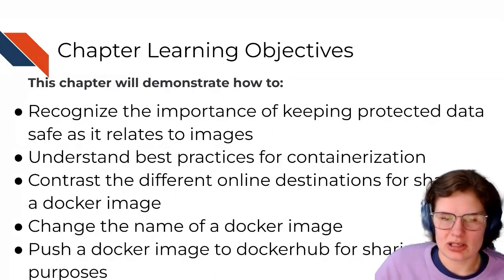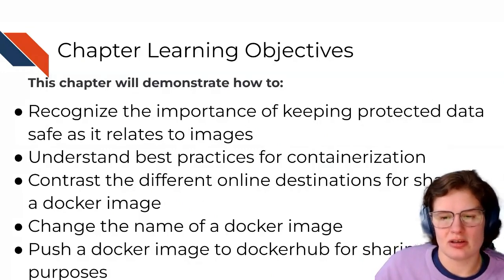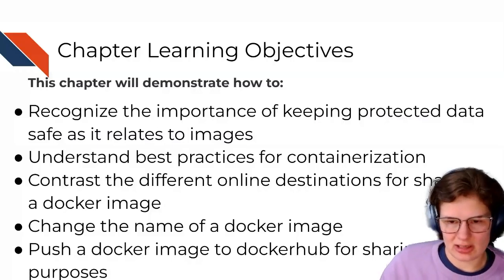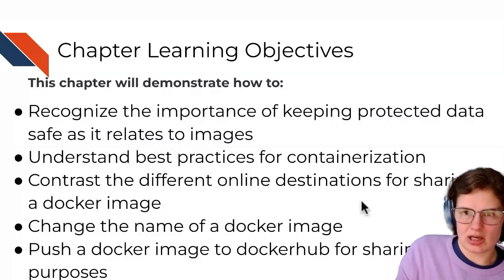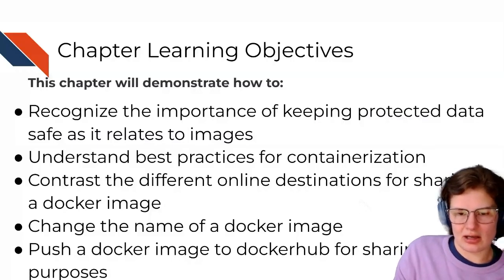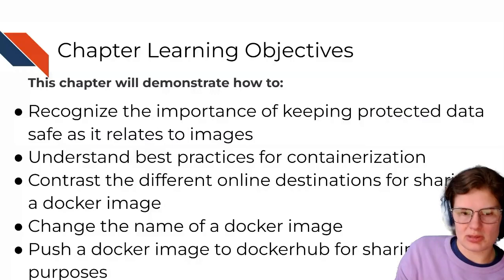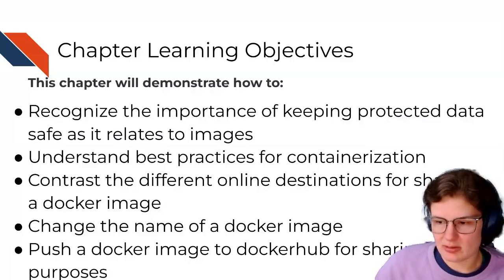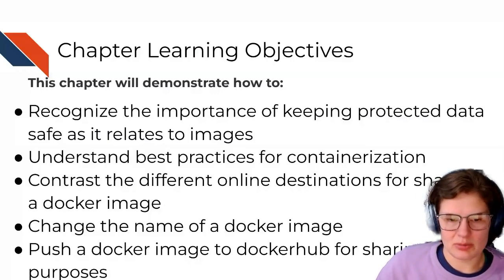Okay, so we're going to talk about recognizing the importance of keeping protected data safe as it relates to images. We're going to try to understand best practices for containerization. We're going to contrast the different online destinations for sharing a Docker image. And then we're going to change the name of a Docker image. We're going to practice how to do that. And then we're going to push a Docker image to Docker Hub for sharing purposes.